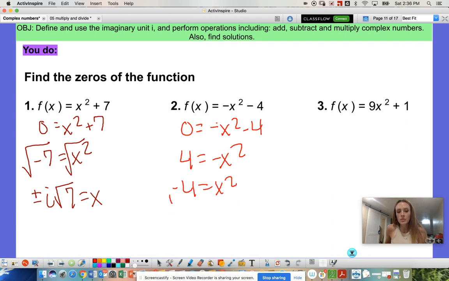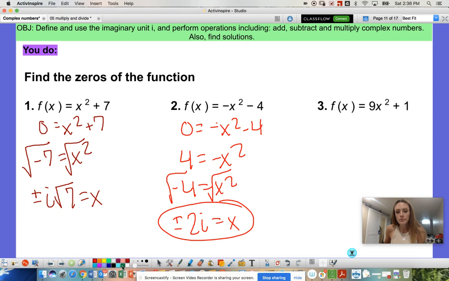Okay, and then we have to square root both sides. So we get plus or minus 2i as our answers. And the last one, 0 equals 9x squared plus 1. Subtract 1 equals 9x squared.